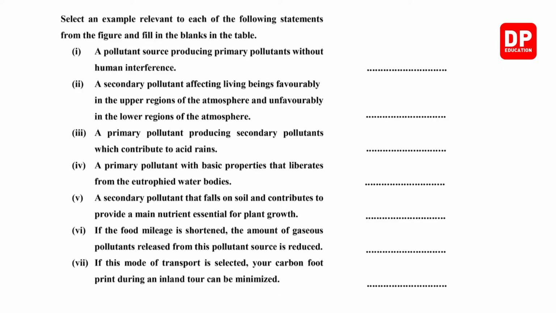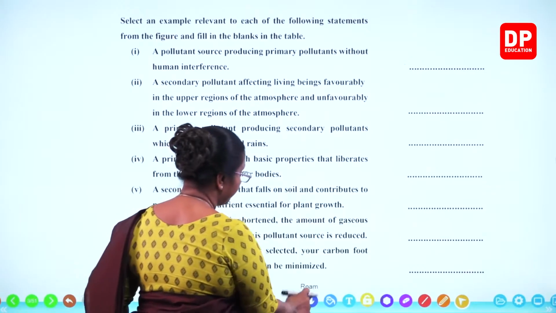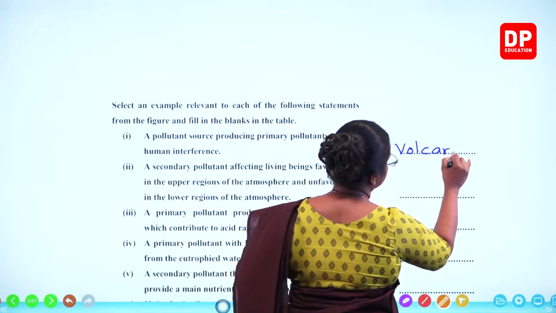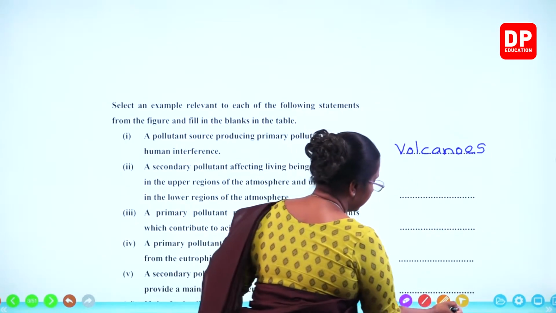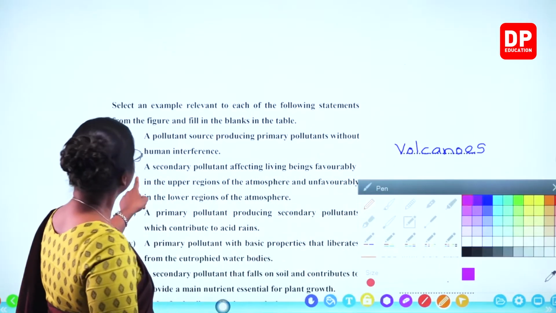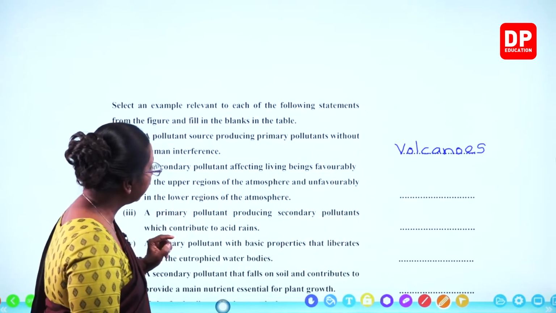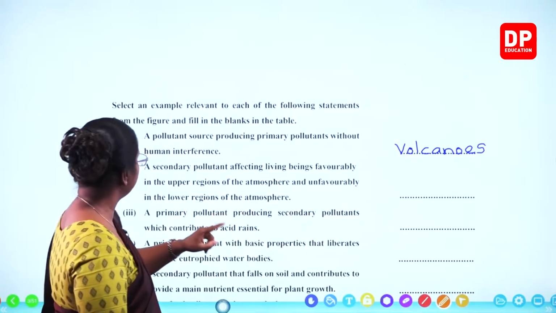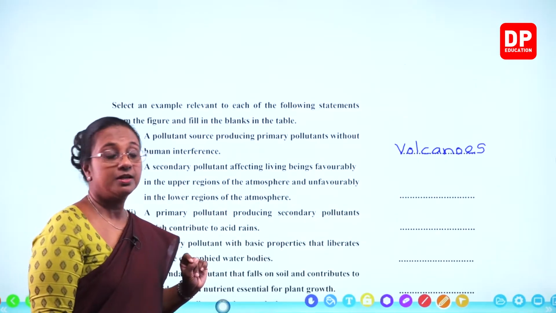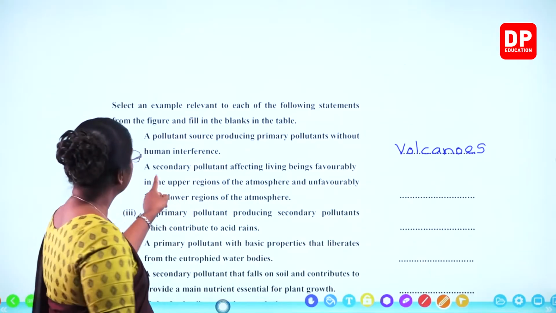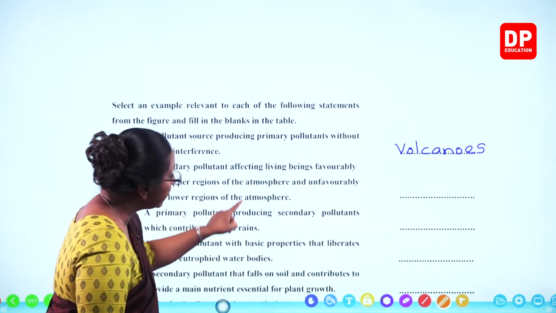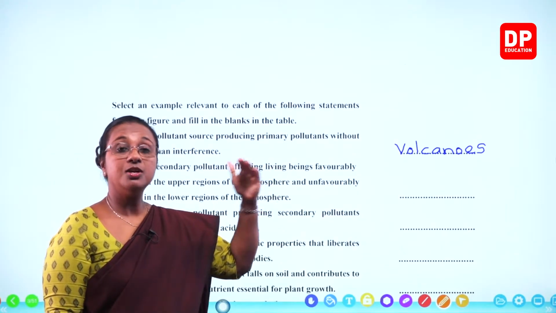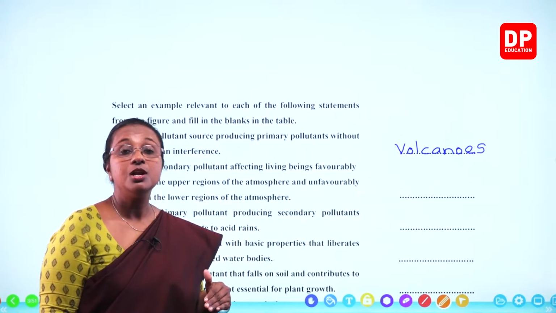A pollutant source producing primary pollutants without human interference. So, that is going to be volcanoes. Then the second one: a secondary pollutant affecting living beings favorably in the upper regions of the atmosphere and unfavorably in the lower regions of the atmosphere. So again, look at the terms. A secondary pollutant, and they have mentioned the two layers of the atmosphere. Favorable in the upper region, unfavorable in the lower region.